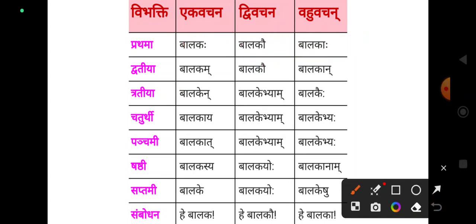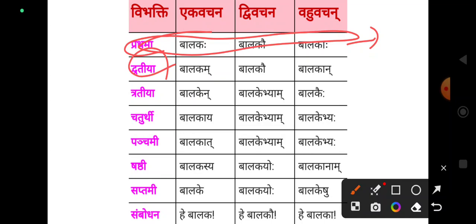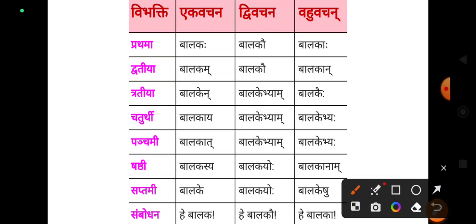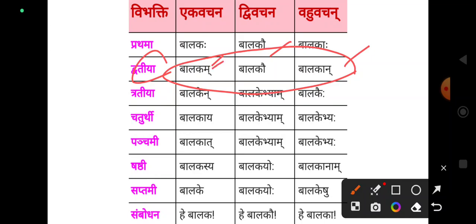Next, coming to Dvitiya Vibhakti, the second Vibhakti. Remember that Prathama Vibhakti, the first Vibhakti, always carries the subject forms of the noun, Sabda Rupa. These, balakaha, balako, balakaha, will be the subject of the sentence. Now the second, Dvitiya Vibhakti words, balakam, balako, balakan, will always be the object of the sentence. Balakam means to that particular one boy.